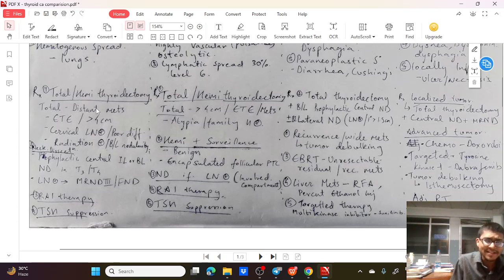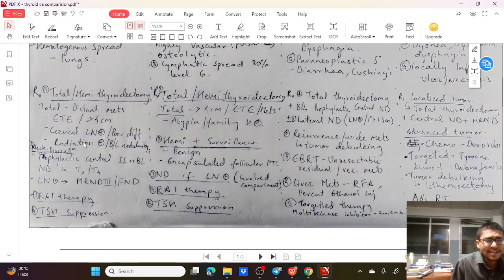If there is distant mets, extrathyroidal extension, size is more than 4 centimeter, cervical lymph nodes are positive, histopathology is poorly differentiated, history of radiation, and bilateral nodularity, in all these cases we go for a total thyroidectomy. And if these scenarios are not there, then we can go for a hemithyroidectomy.